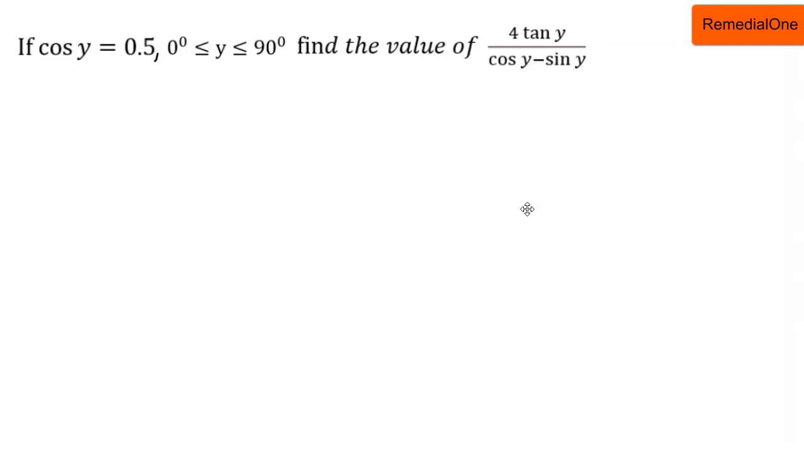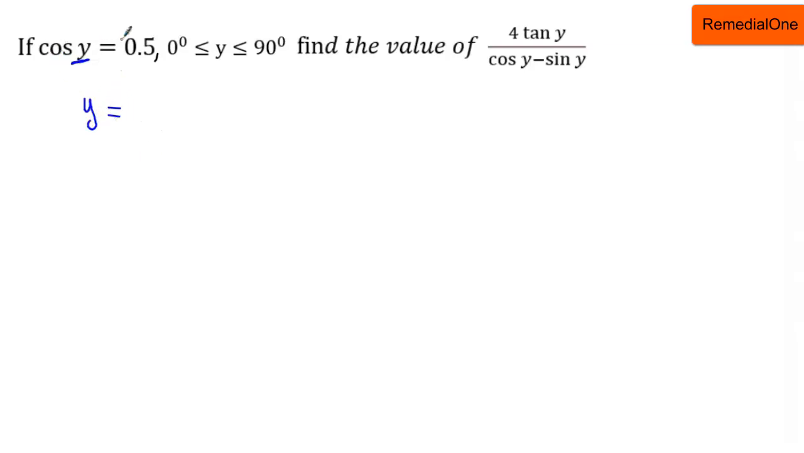So we have a question. As I said before, if cos y is equal to 0.5, and here we are dealing within the first quadrant, which is from 0 degrees to 90 degrees, they want us to find the value of 4 tan y all over cos y minus sine y. So we don't know the y, but we can get it from here. So let's get our y, plug it in there, and then simplify the expression. So we want to solve for y from here.